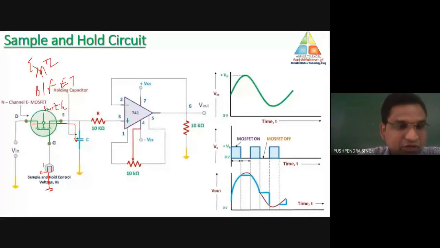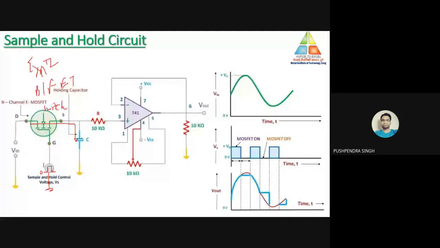Now when the level of the input control voltage is 0, on that condition the switch will be in an open-circuited condition, and when the switch is open, on that condition there would be no relationship between the capacitance.